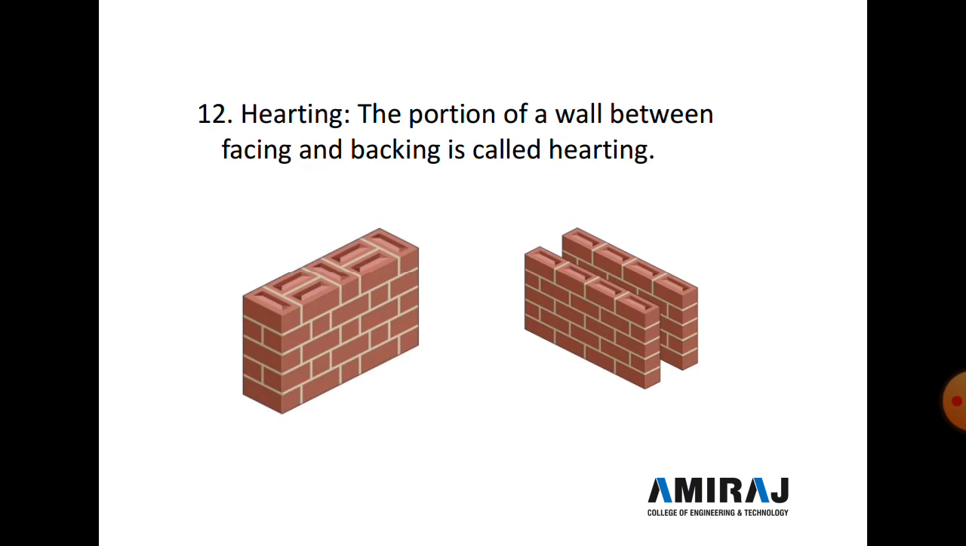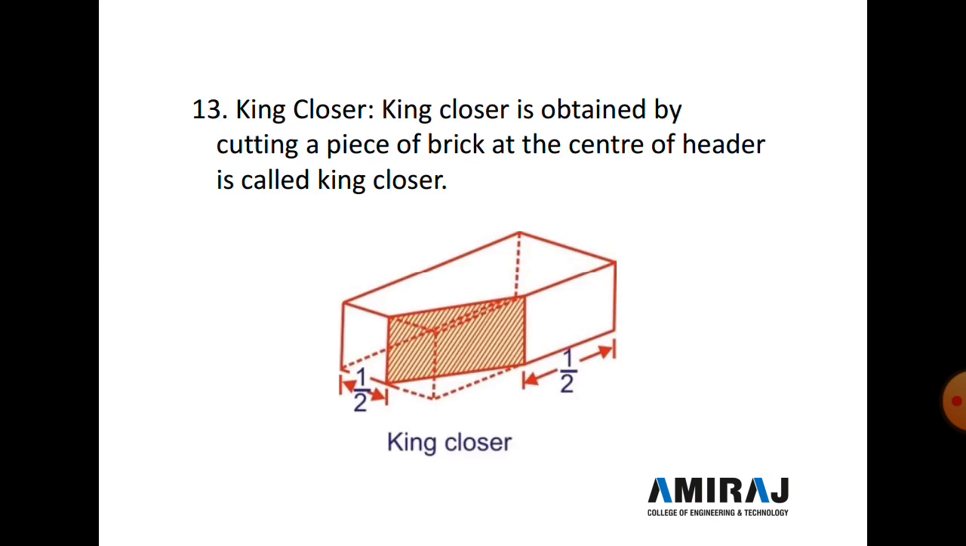Now next is a hearting. So what is hearting? The portion of the wall between the facing and backing is called a hearting. See this figure. Hearting is generally seen in a cavity wall. A cavity wall is two walls constructed, one is the face side and another is the back side. When we add material between the two walls, it is called hearting. So it is the inner portion.